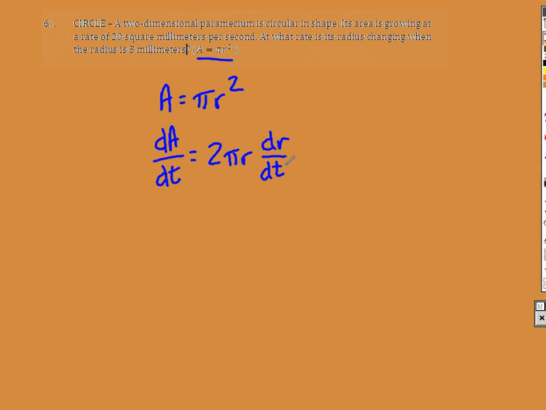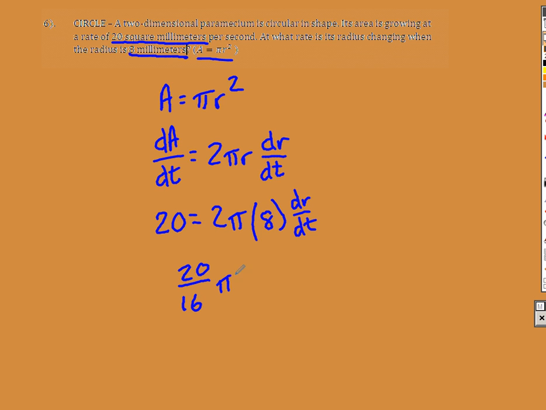Again, what is it that we know? The area is growing at 20 square millimeters per second. Area is growing, dA/dt. It's growing, so it's positive, so dA/dt is 20. 2 pi, what is the radius? We want to know what dr/dt is when the radius is 8 millimeters. So we'll plug in 8 here, dr/dt. Solve for this, we're just going to divide, so we'll have 20 over 16 pi is what will equal dr/dt. Simplify that a little bit here, and I can make this 5 over 4 pi.